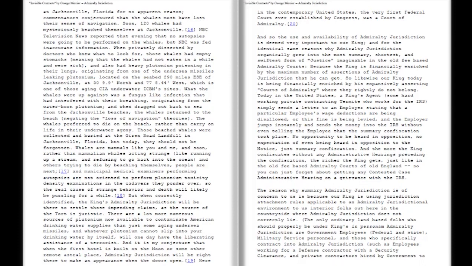Whales are mammals like you and me, and soon, rather than mammalian whales acting strange, like running up a stream, and refusing to go back into the ocean, and others trying to die by beaching themselves, people are next. 17 Municipal medical examiners performing autopsies are not oriented to perform plutonium toxicity density examinations in the cadavers they ponder over, so the real cause of strange behavior and death will likely be puzzling for a while. 18 But when correctly identified, the King's Admiralty jurisdiction will be there to settle those impending claims, as the source of the tort is juristic.